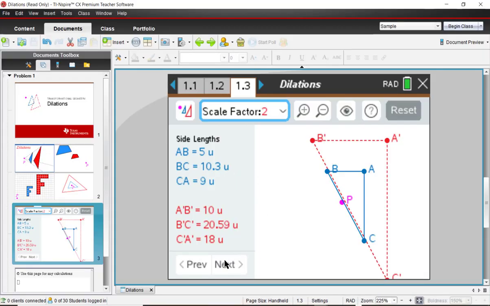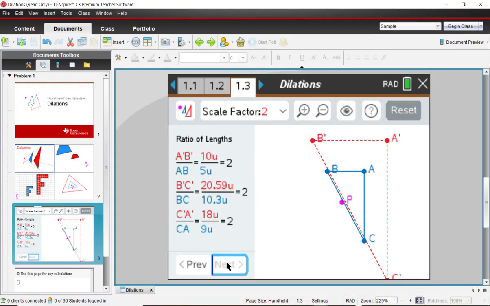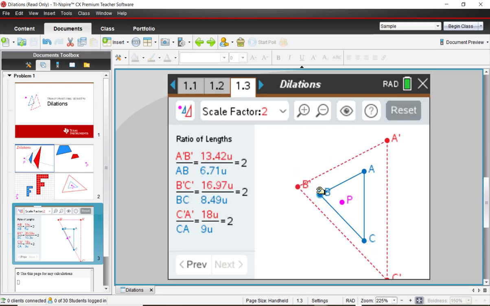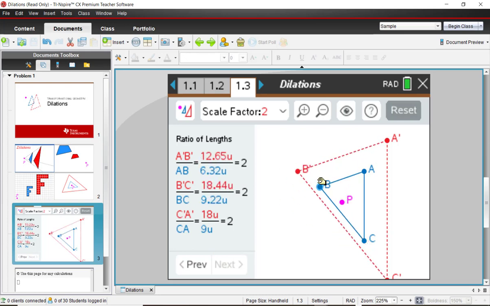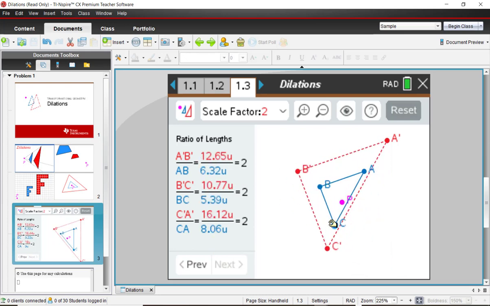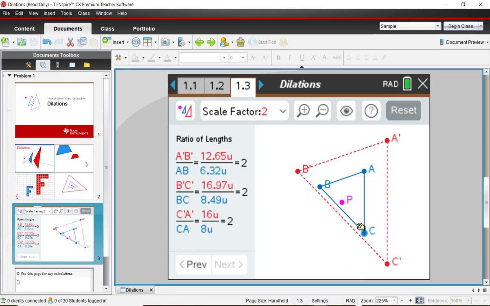So let's continue the investigation by pressing Next. And look what we have here. We have the ratio of the image to the pre-image. Look at these nasty numbers. Here's where you might have a little bit of a rounding error, like I said before. So let's go ahead and grab and notice what's changing. The side lengths are changing, but the ratios are always 2.